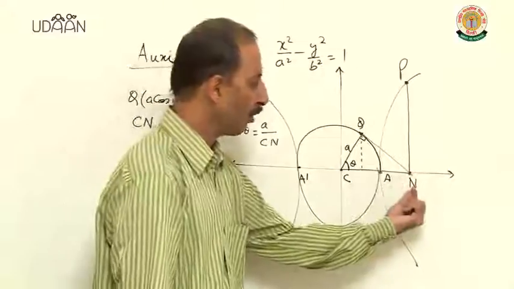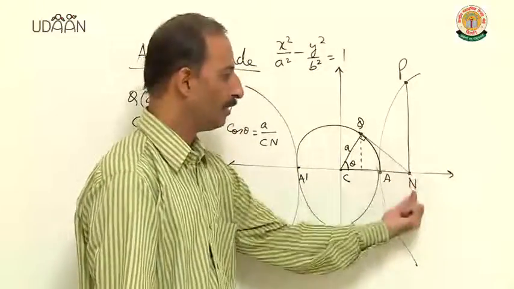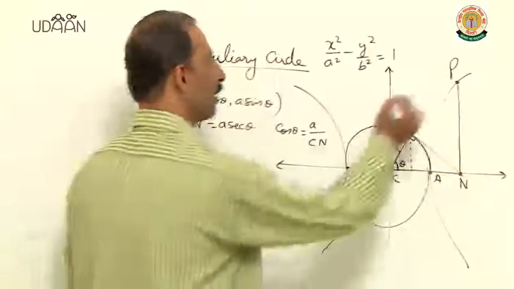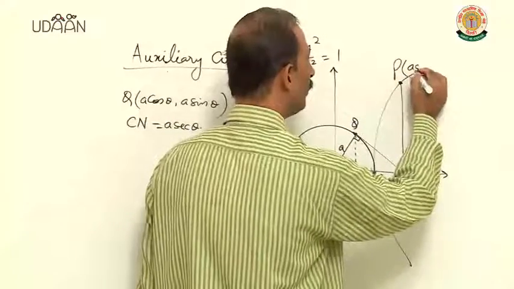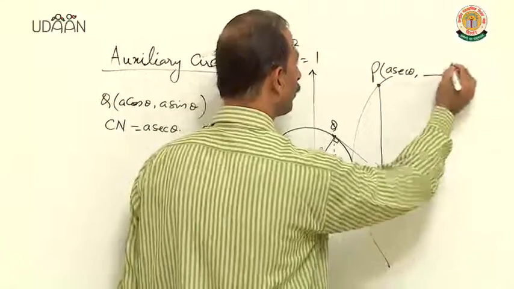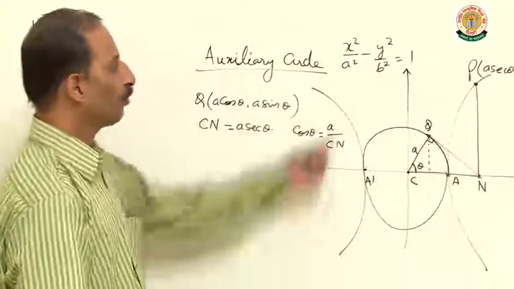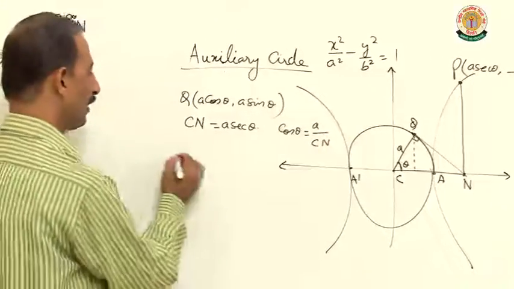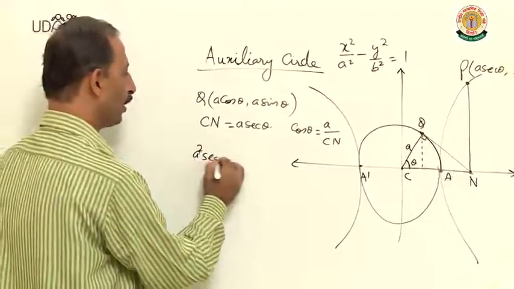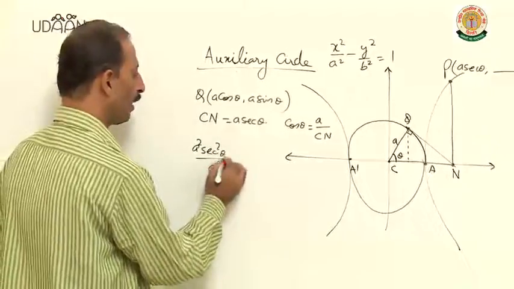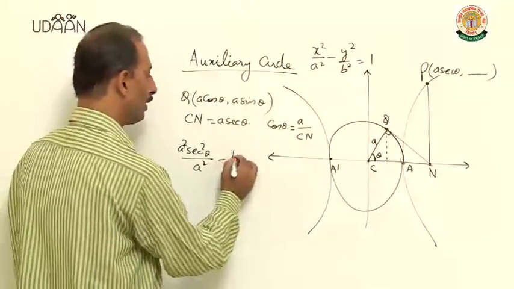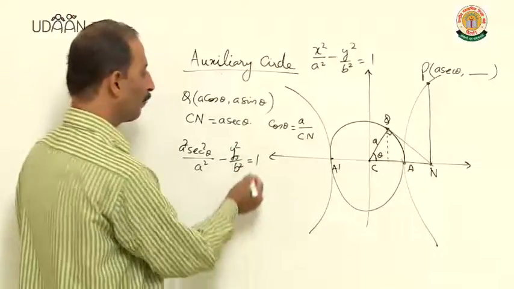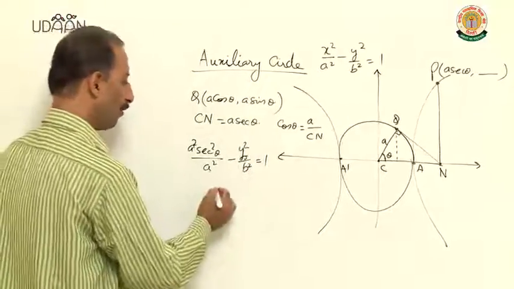So the x coordinate of this is a sec theta. So the coordinate of P, the x coordinate will be a sec theta. Now we have to find the y coordinate. You will get the y coordinate from this equation. Put x equal to a sec theta in place of x. So it becomes a square sec square theta upon a square minus y square upon b square is equal to 1. We have to find the value of y from here.